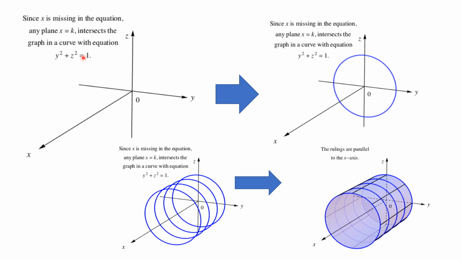The second one that you were supposed to do was y squared plus z squared equals 1. Here the x is missing. So x equal k, and if we let x be equal to 0, we're right here, so it is a circle, the unit circle in the yz plane of radius 1. But then I can let x be any positive number, and I get all of these. It can be any number in between, so I put wallpaper on the outside and I get this thing. So the rulings are parallel to the x-axis.